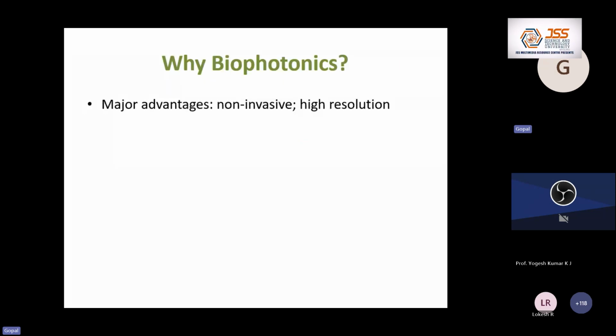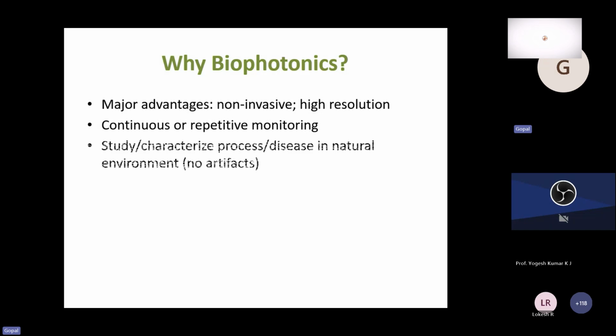Now, why photonics? Because it is non-invasive and high resolution, allows continuous and repetitive monitoring, and lets you study and characterize the process of the disease in its natural environment. There are no artifacts, and optical techniques are more sensitive.